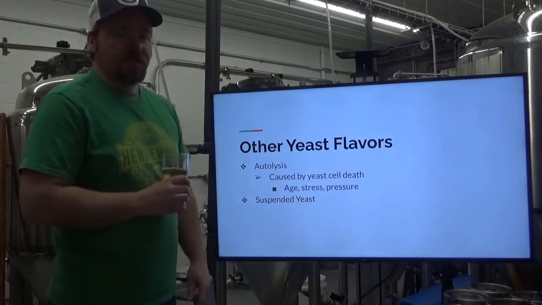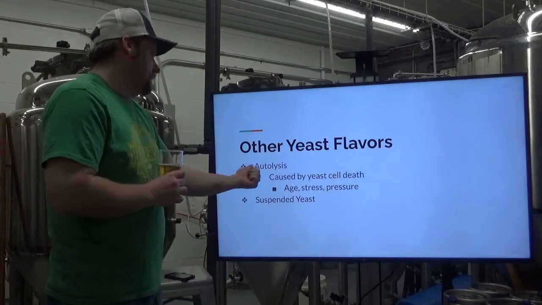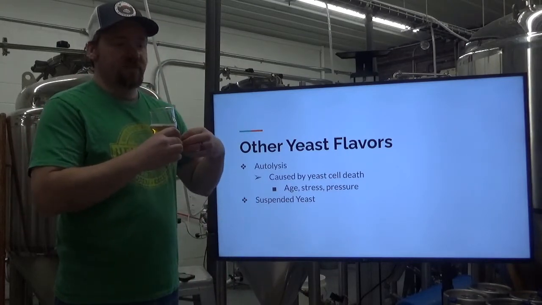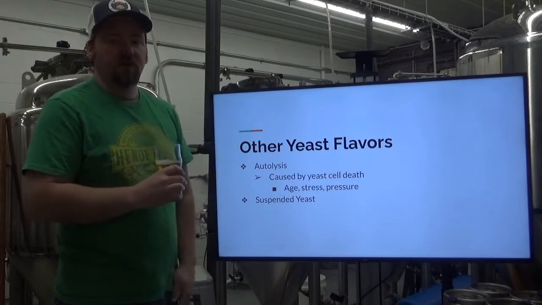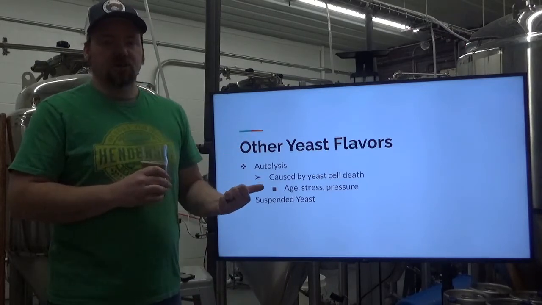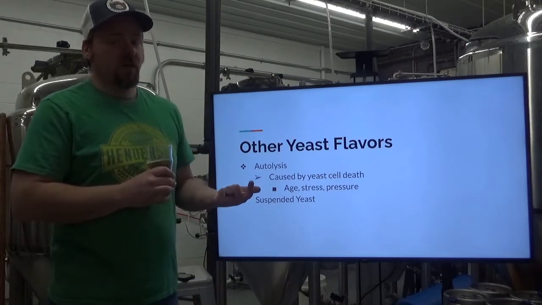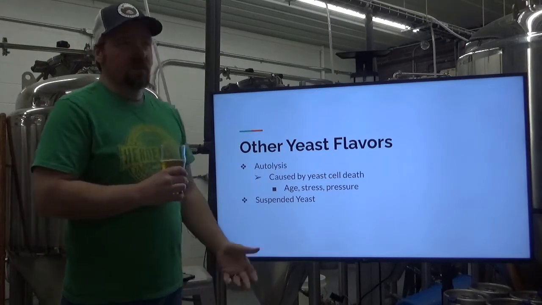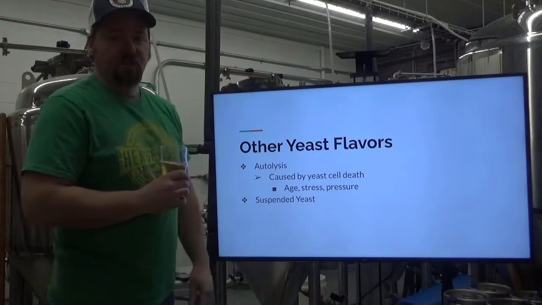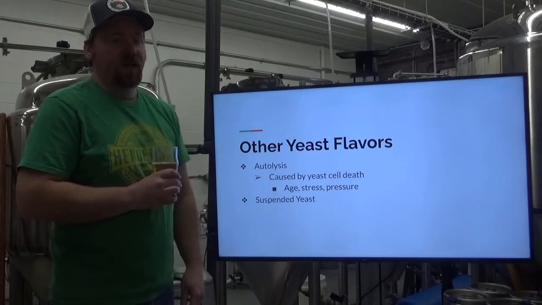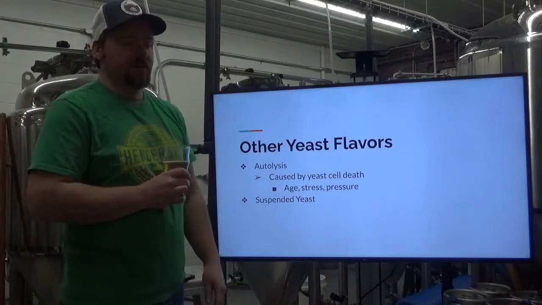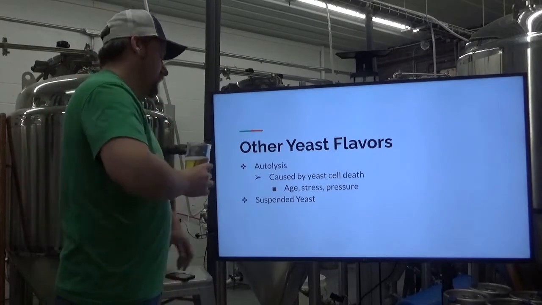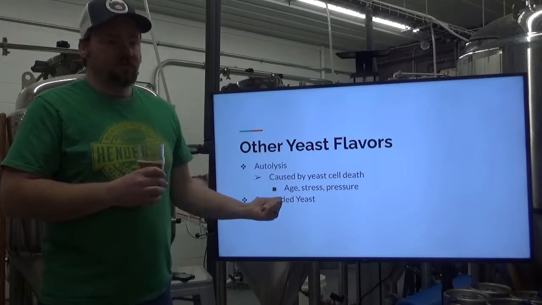So we've got some other yeast flavors as well. We've got autolysis, and that's just yeast cell death. So that's the yeast itself, the cell bursting open, either from age, stress, or osmotic pressure. And that can also be from the pressure of the beer above it. If you've got a really tall cylindroconical fermenter, there's a lot of weight pushing down on that yeast. So it can be, like I said, age, stress, or pressure.